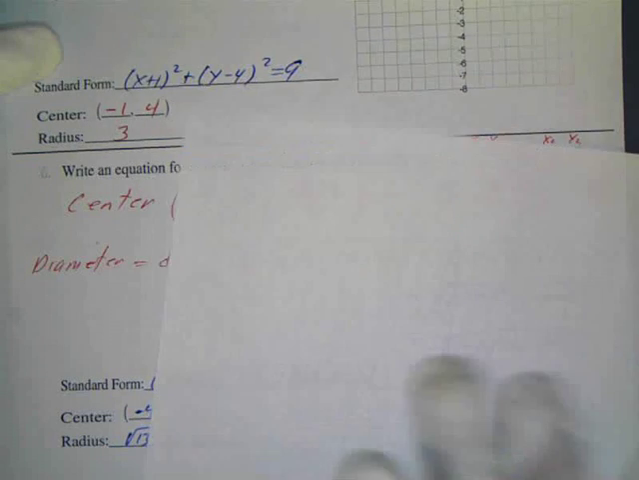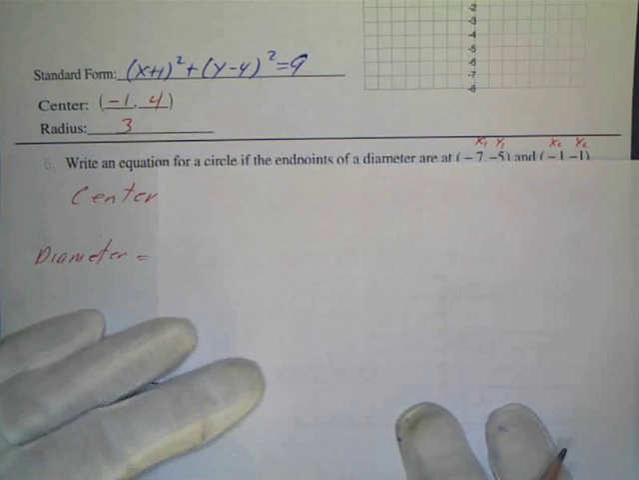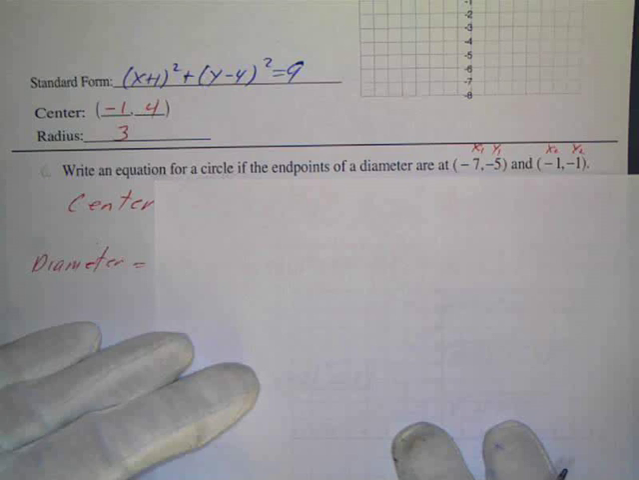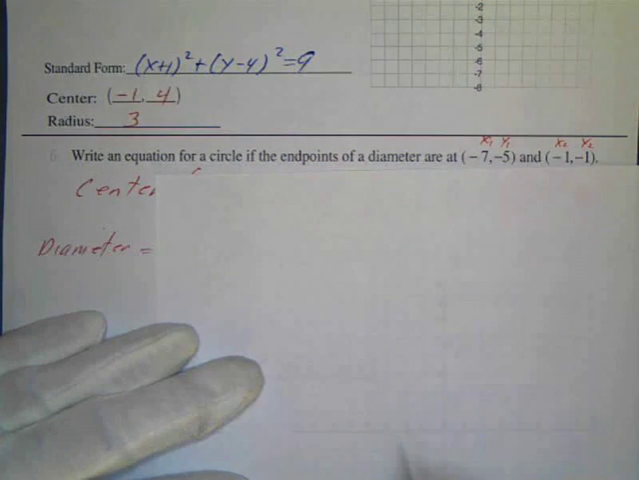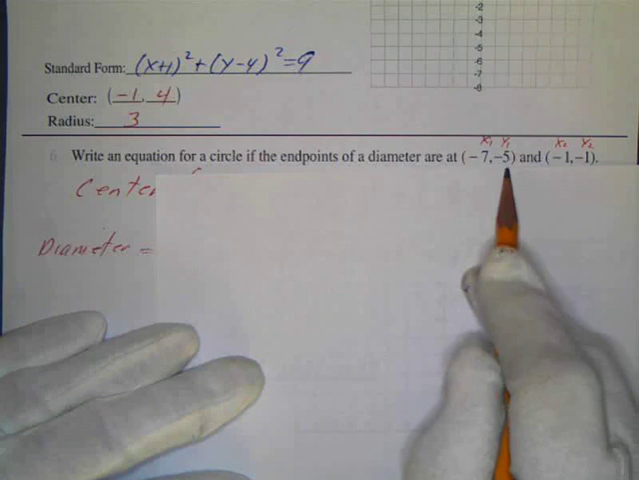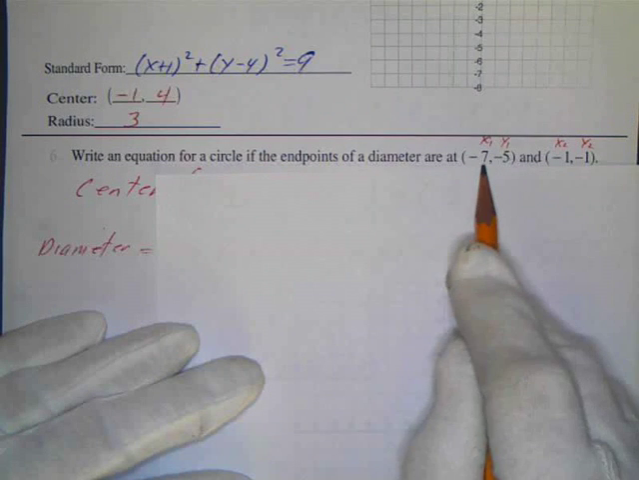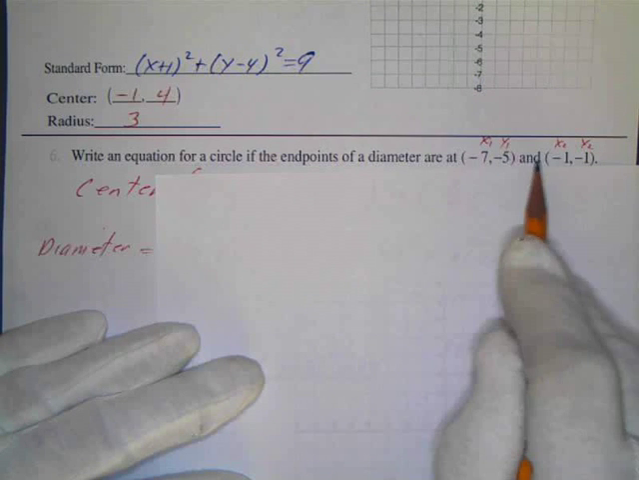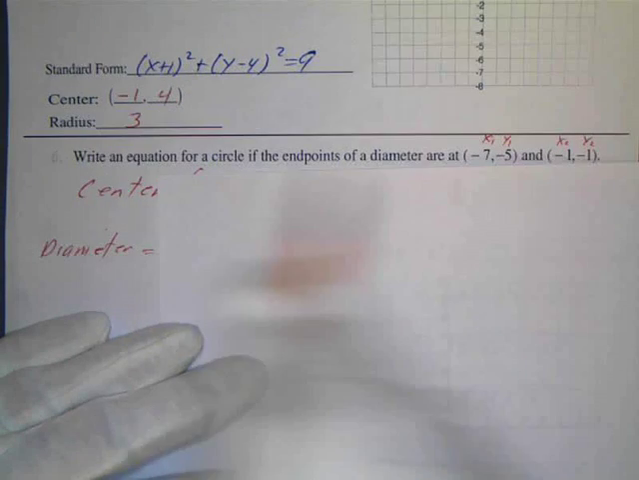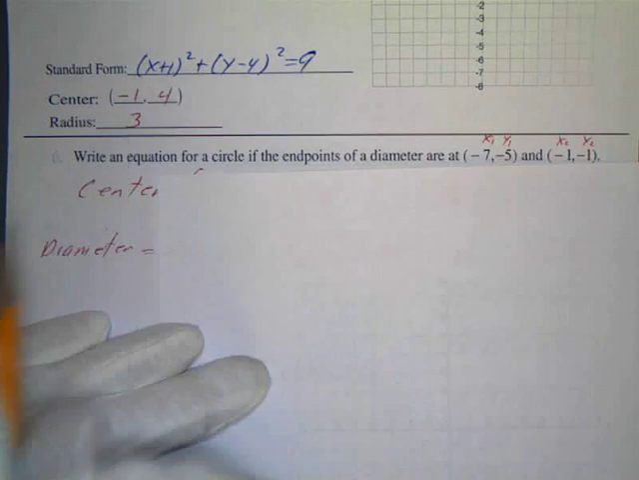But this is what you want to do, is you want to write the equation for a circle. All right? Okay, if you're given the endpoints of the diameter. So these are the endpoints. So first of all, in order to find the equation of the circle, we need the center. This is from our last problem. We had our center and our radius.